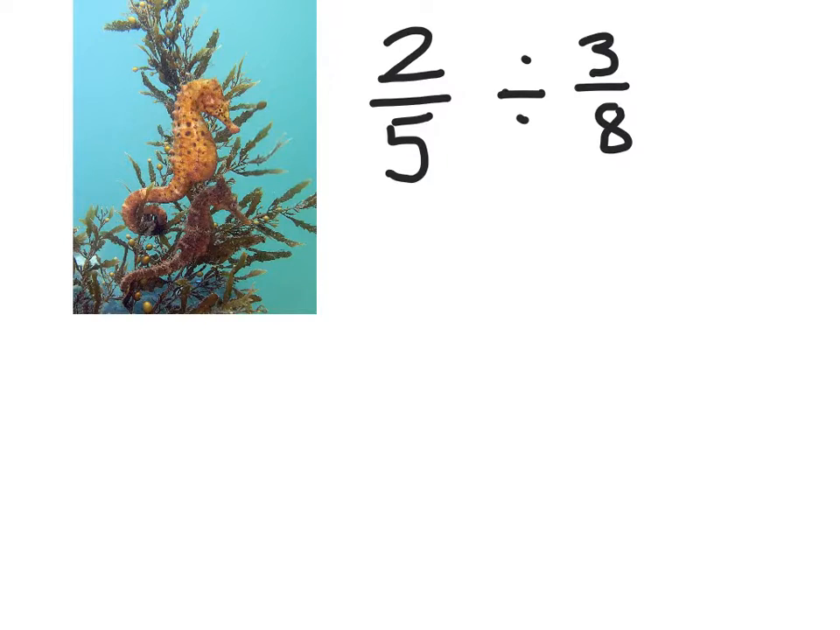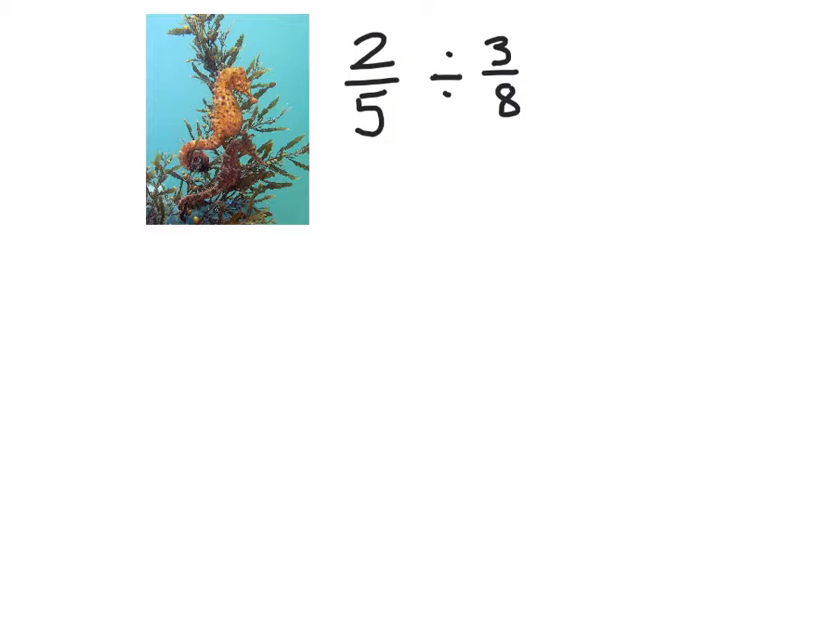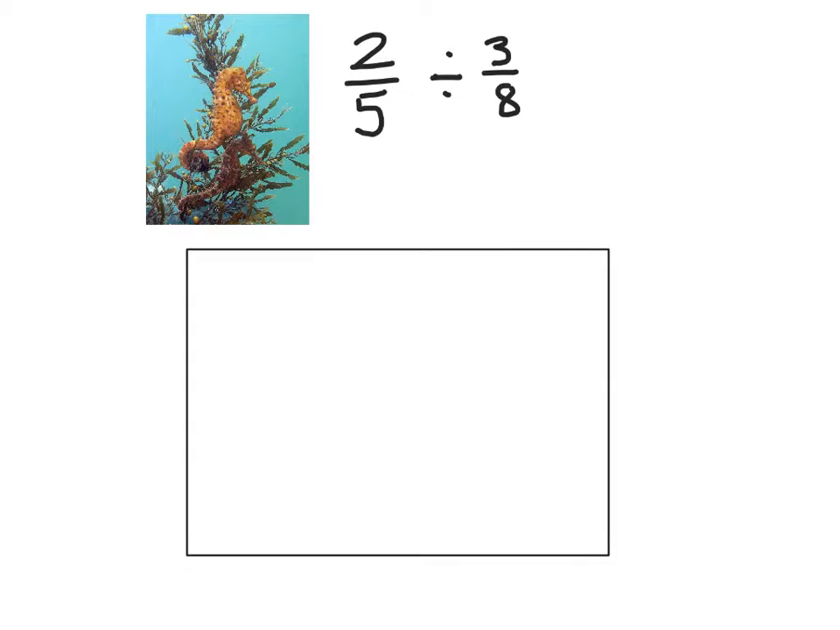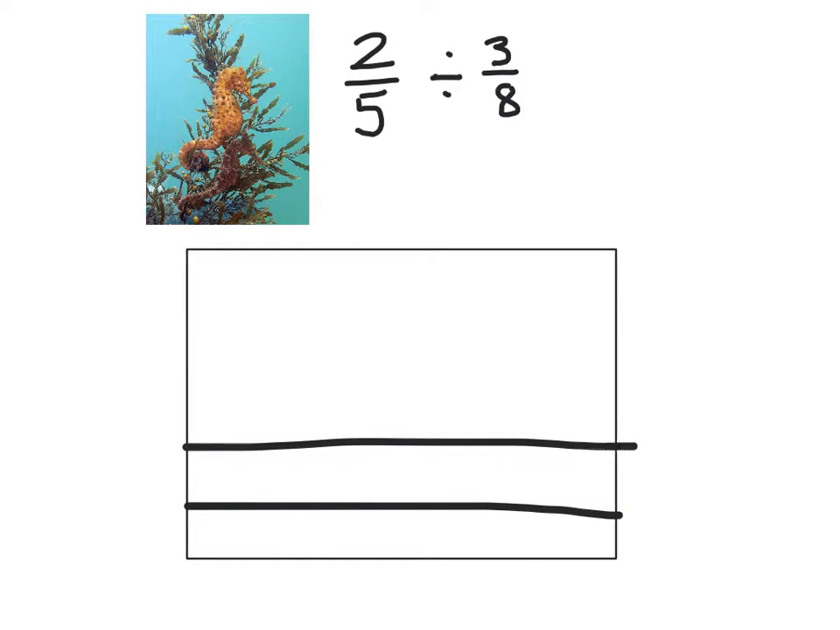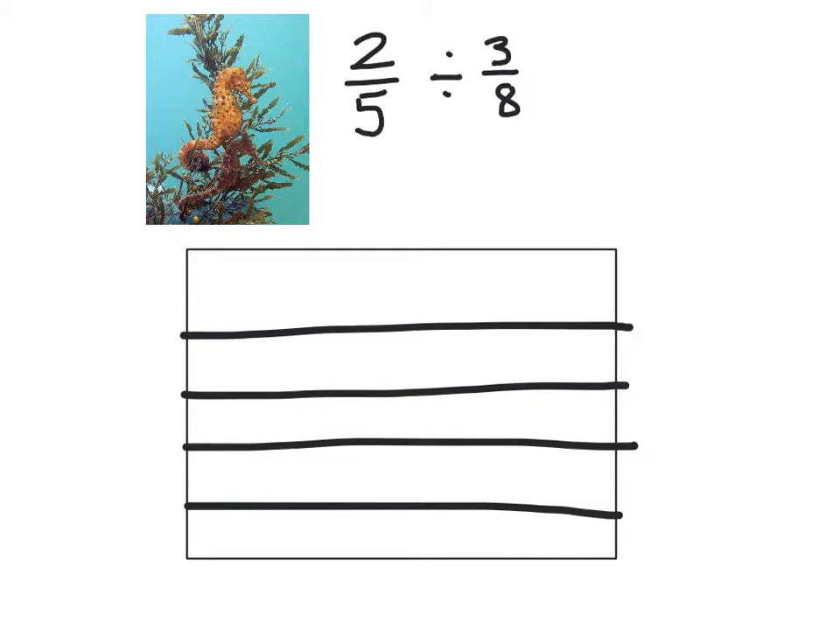And the first thing I want to do is go ahead and create a fraction box and make a mathematical model. So I'm going to first make my fraction box, and I'm going to make fifths. I'm going to make 2/5. But first I got to draw the lines to make fifths. 5 parts means 4 lines. So here we go. I got 1, 2, 3, and 4 lines. That gives me 5 parts.